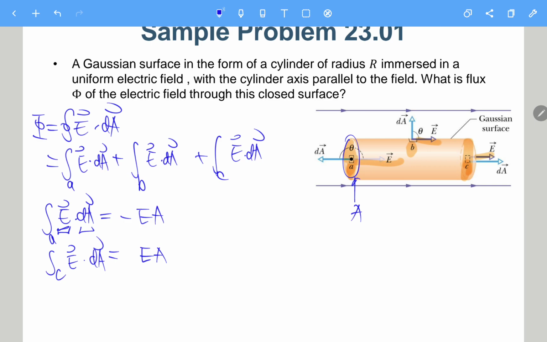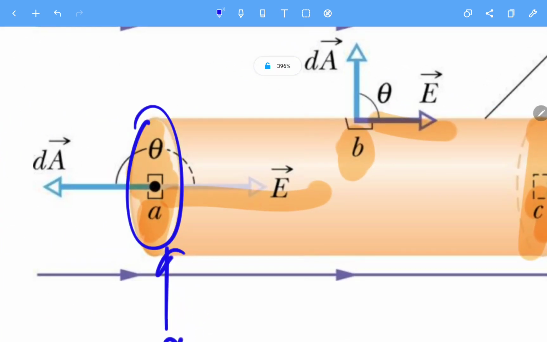So the final part is B. B is a little bit different, although it is simple. You can see here, E is pointing to the right side. For this point, dA is pointing outward. For this point, dA is pointing in this direction. For this point, dA is pointing in that direction. But no matter which direction, it is perpendicular to the E field.